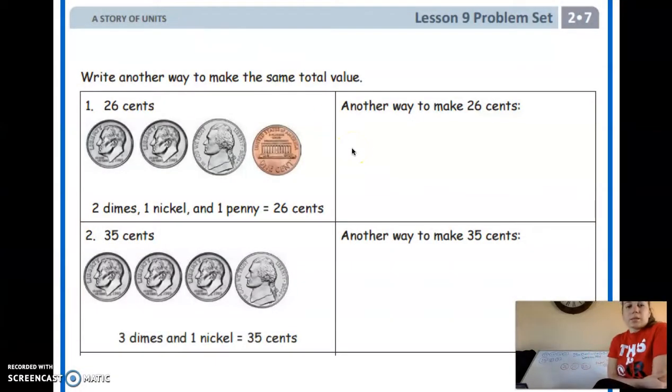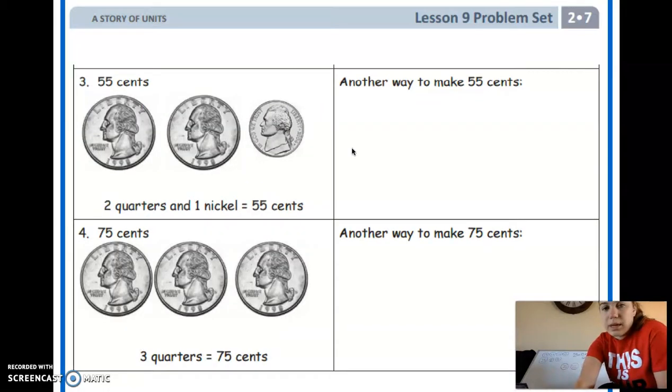Okay, so here is our problem set. It says write another way to make the same total value. So number 1 has 26 cents and they use 2 dimes, a nickel, and a penny. They want you to use a different way to make 26 cents. And then number 2 wants you to make a different way to make 35 cents. Number 3 is a different way to make 55 cents. And number 4 is a different way to make 75 cents.